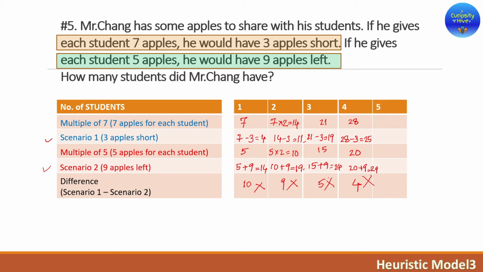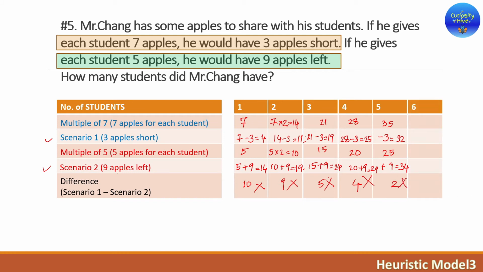Let's try if he has 5 students. Well, I'll write the multiples. Multiple of 7 for 5 is 35. And here, multiple of 5 for 5 is 25. I will subtract 3 from this, so I will get 32, and I will add 9 here, so I will get 34. Again, there's a difference of 2, which is not true again.